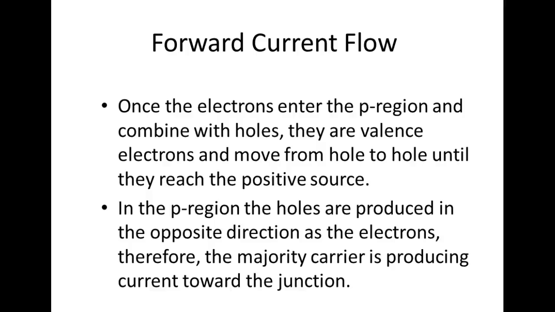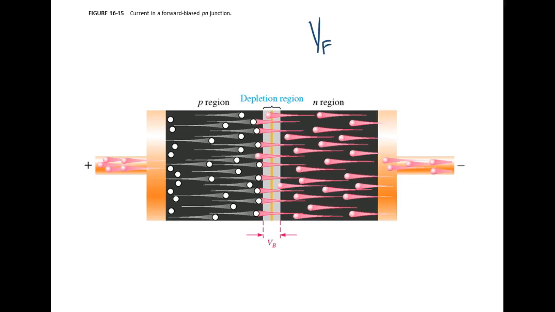Once electrons enter the P region and combine with the holes, they are valence electrons and move from hole to hole until they reach the positive source. In the P material, the holes move in the opposite direction as electrons. Therefore, the majority carriers are producing current in the junction. So in the N material, what are the majority carriers? Electrons. And what are the majority carriers in the P material? Holes. And this is what they're showing. That's a good picture. This is not in your book. This came out of a book by Floyd.